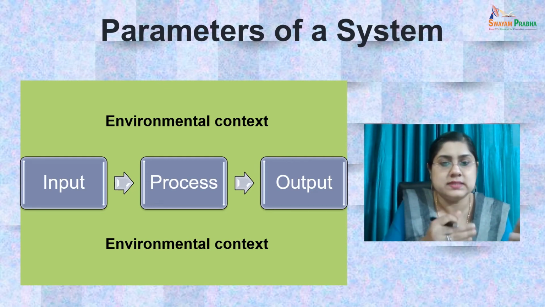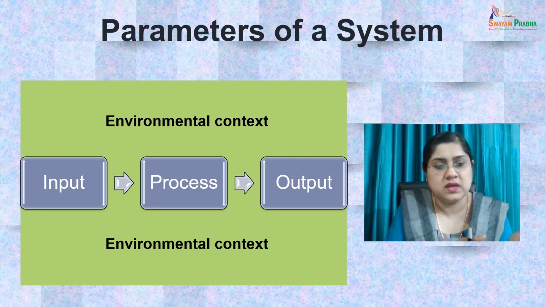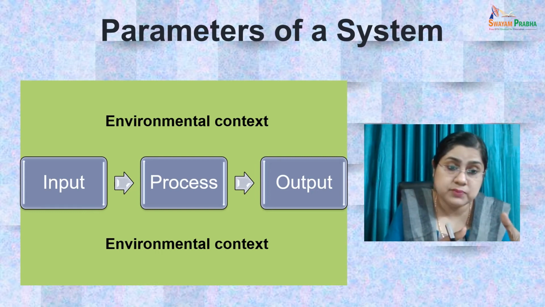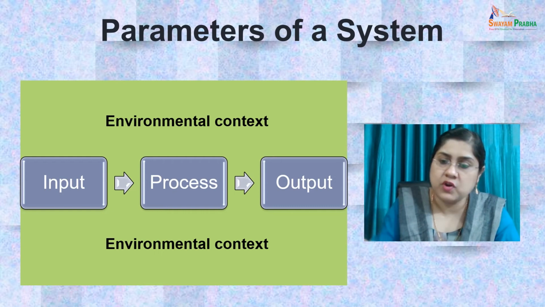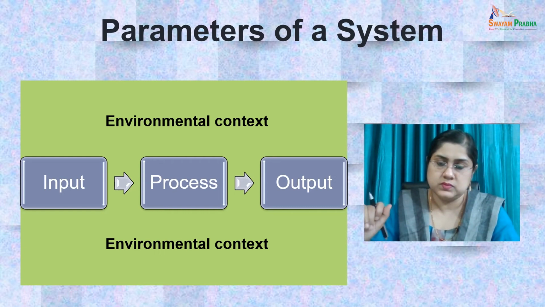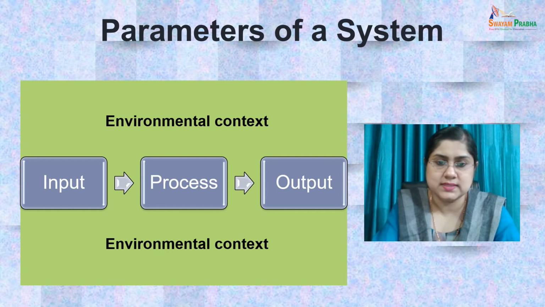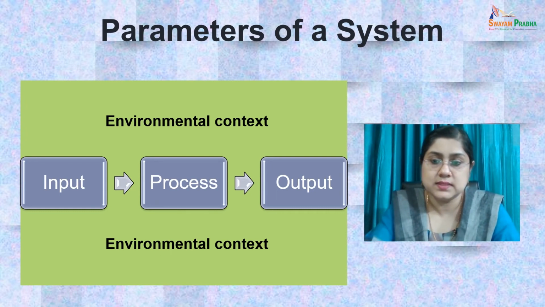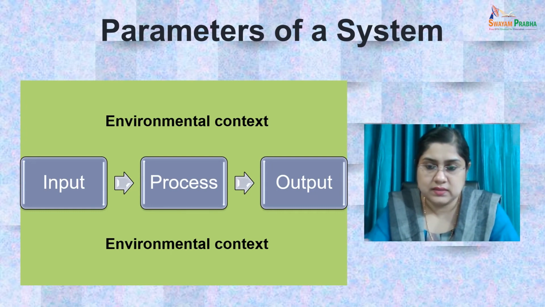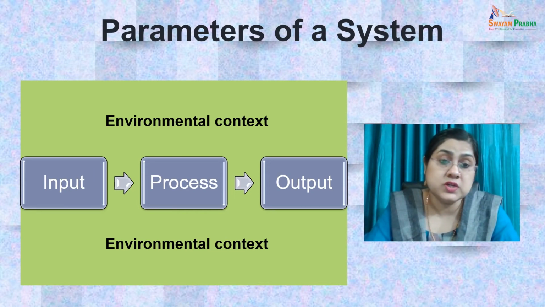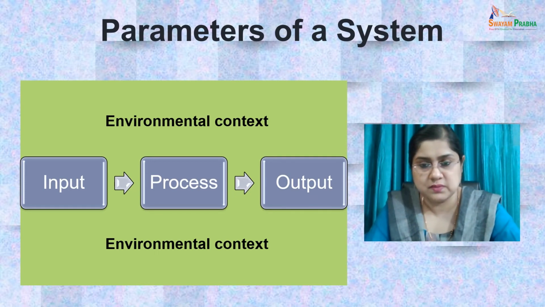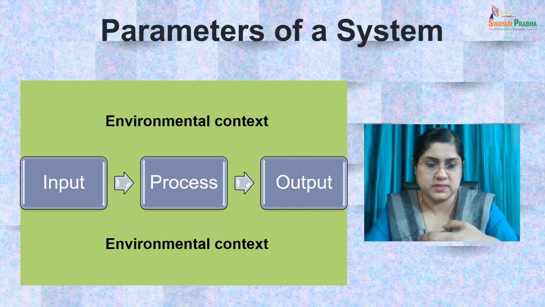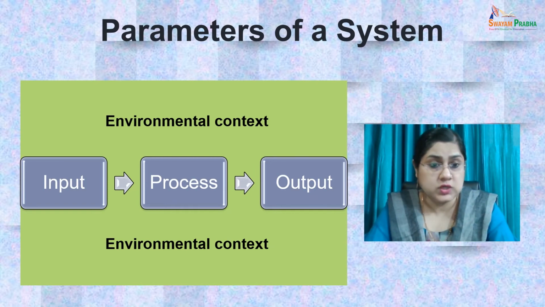What exactly is the meaning of the first parameter, which is input? Basically, input refers to what is put into the system from outside. Whatever we are inserting, that is the input. Then the next is the process. So process is what goes on in a system. What is actually taking place? That is the process.